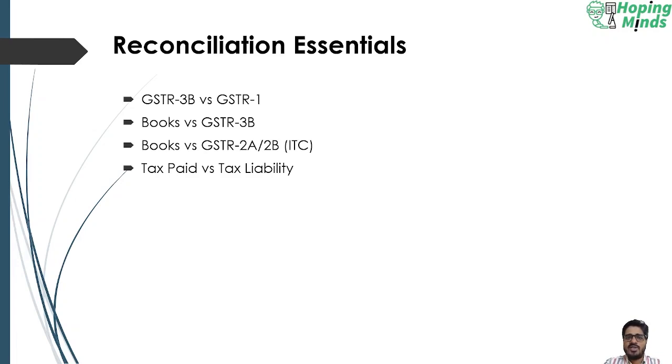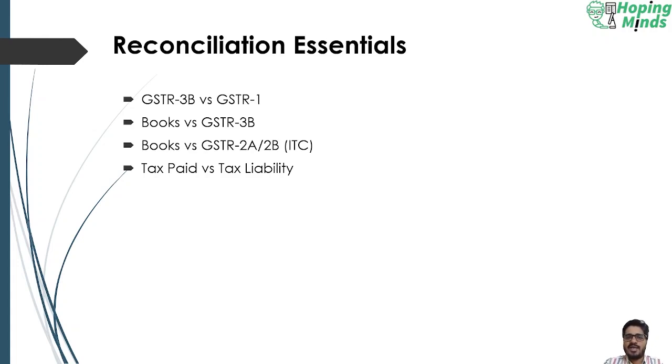Then books versus GSTR 2A or 2B. The input tax credits claimed in GSTR 3B that pops up from the data of GSTR 2B must be reconciled. So all the inputs that have been claimed in GSTR 3B must match with the books, or if there are certain differences, a reconciliation is a must.